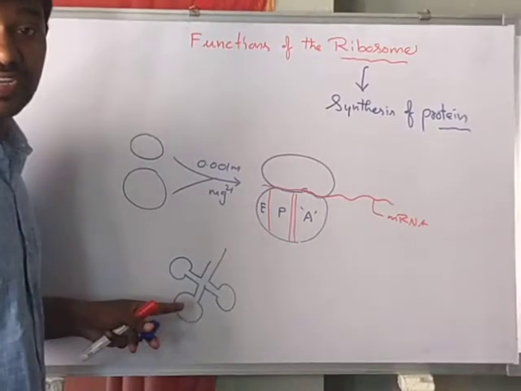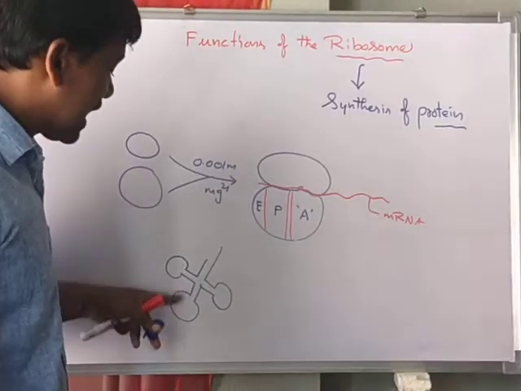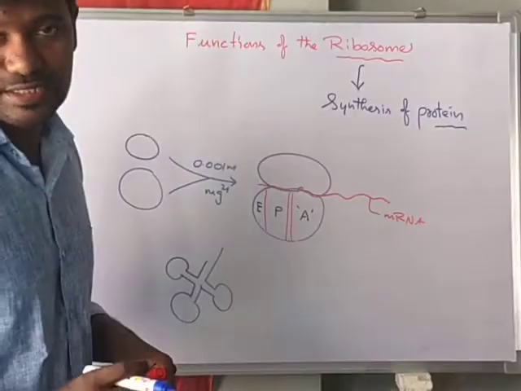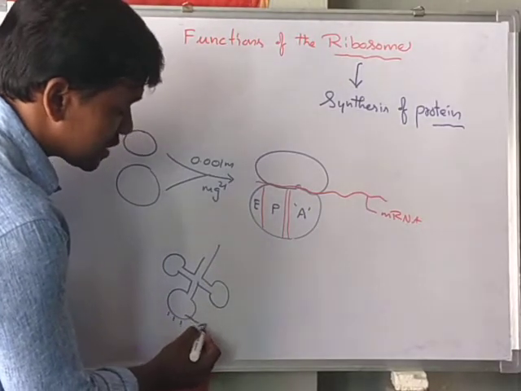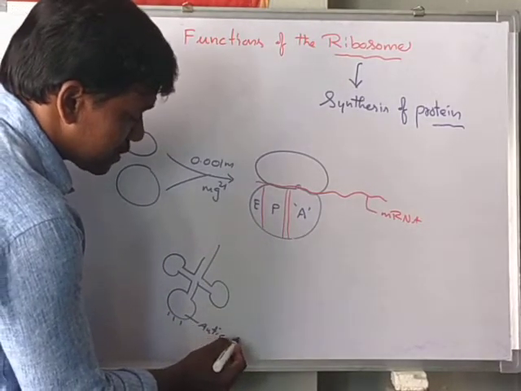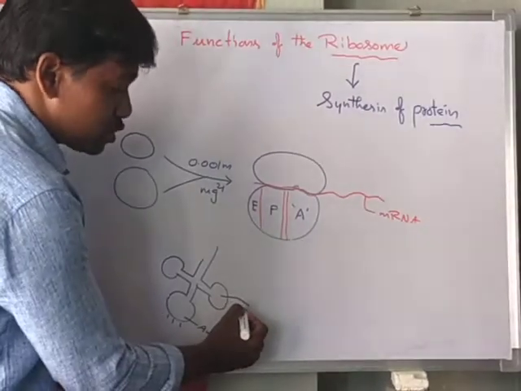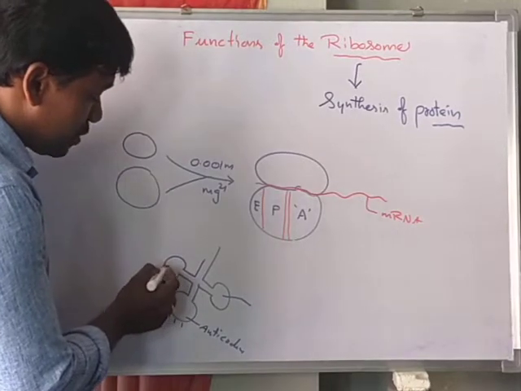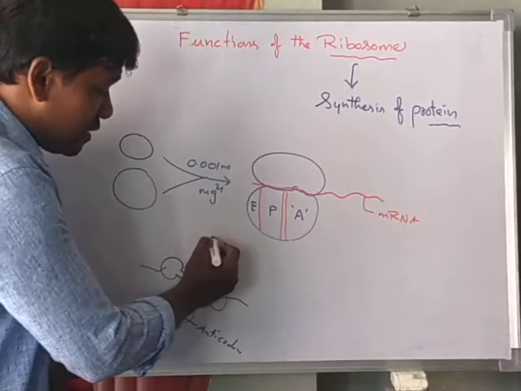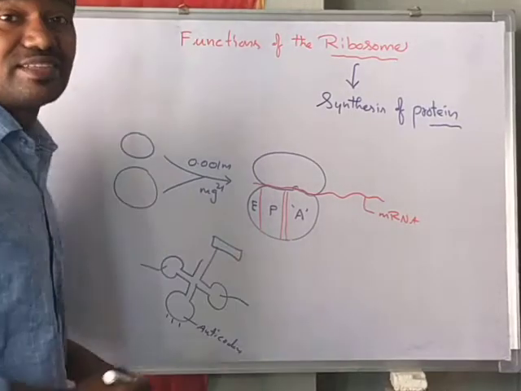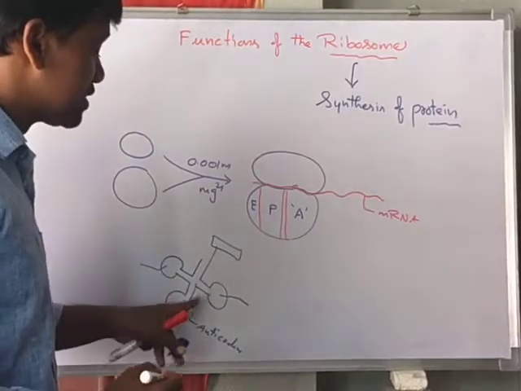This is the structure of tRNA. tRNA is a clover leaf-like model with four specific sites. One is the anticodon site, this is the ribosomal recognition site, this one is the amino acid recognition site, and this one is the amino acid binding site. These four sites are present on the tRNA.